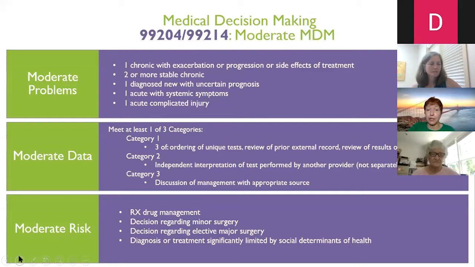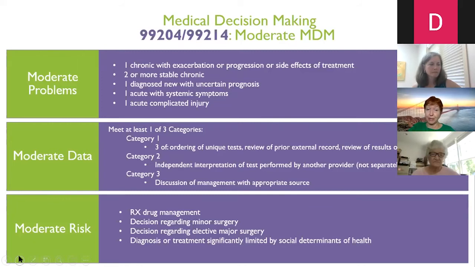Category two is independent interpretation of tests performed by another provider. And then category three is discussion of management with an appropriate source. So if you have reached out to and discussed or gotten information through your care manager from a therapist, you would meet category three. And then moderate risk, when we talk about medication and indications for medication, and particularly if you start it, you meet that moderate risk clearly.